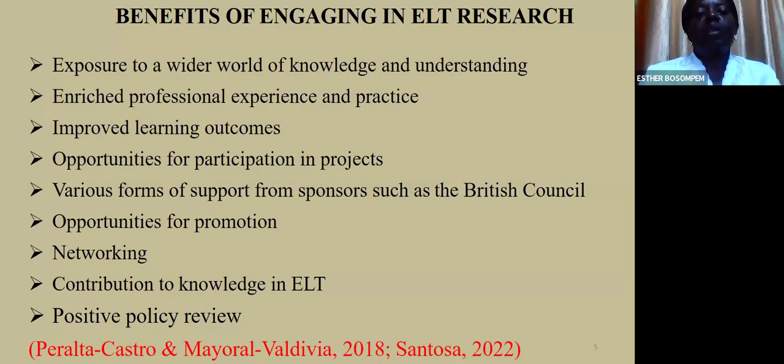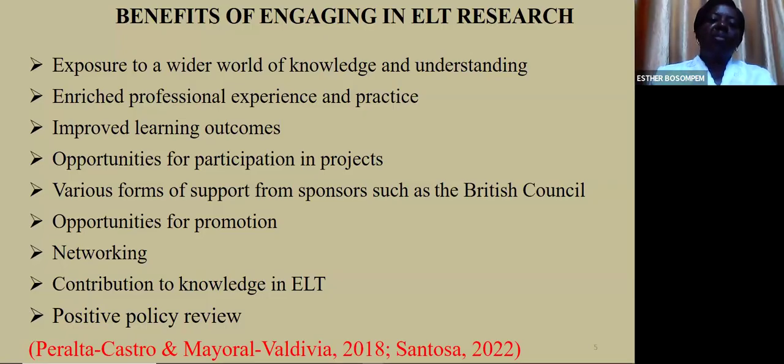Okay, so if we engage in research, we get to understand certain things, why students behave the way they do. So it's very important for teachers to engage in research. The next one is enriched professional experience and practice. When you read wide, when you research, you get to learn a lot, and that enhances our professional experience and the practice of what we do in class and even outside.